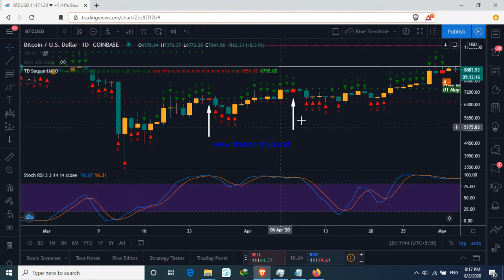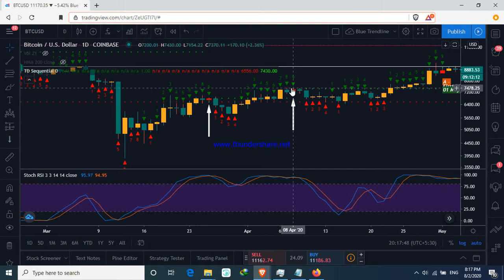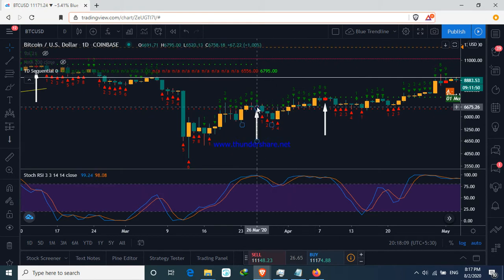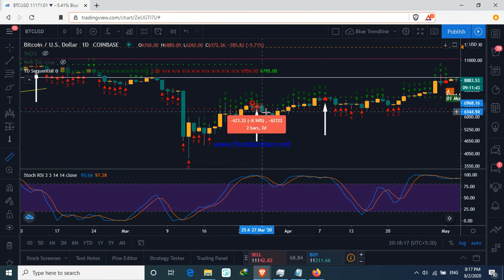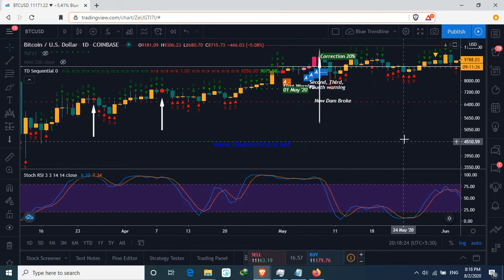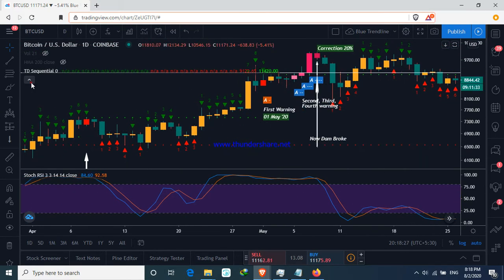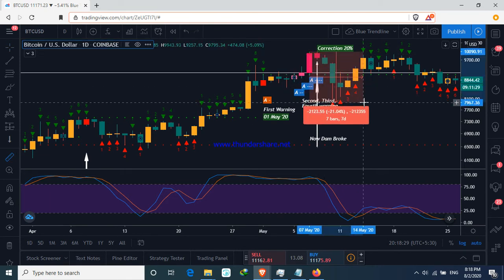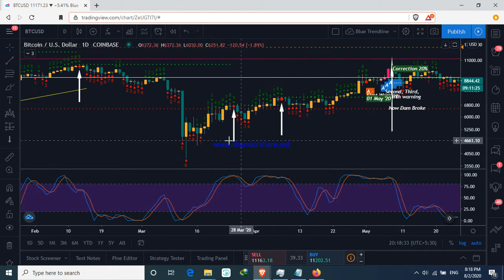Now as you can see here, we got a ninth red candle, but we didn't get the darkest pinkish candle after the ninth candle. Does it mean that there won't be a correction? Yes, there will be a correction, but that correction may or may not be of high intensity. As you see here, we had a correction of approximately 16%. But when we get a darkest candle here, you see, we got the darkest candle, this is a correction of 20%, right?